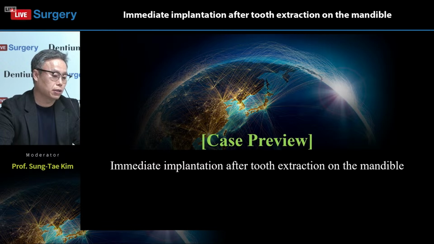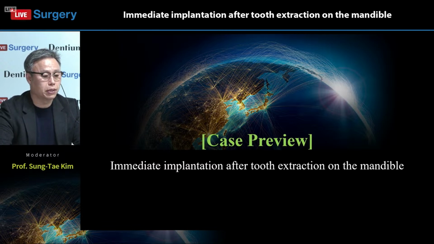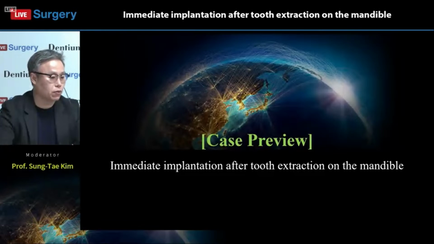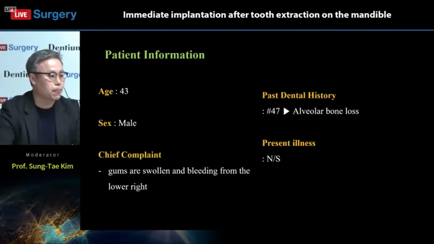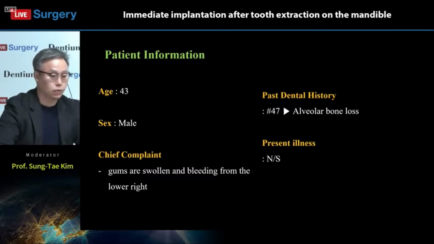Today's case is immediate implant placement after tooth extraction on the mandible, one premolar and one molar, numbers 45 and 47. We're going to extract the teeth and place the implants immediately. This is the patient information: a 43-year-old male patient presented to the clinic with a chief complaint. The gums are swollen and bleeding from the lower right. As past dental history, he has a loss of number 47, and no present illness at this time.